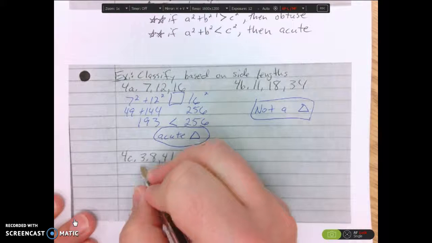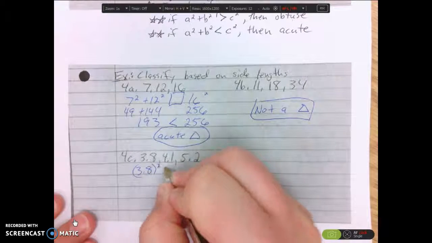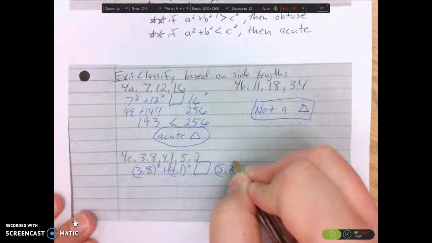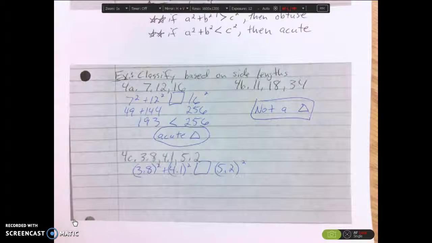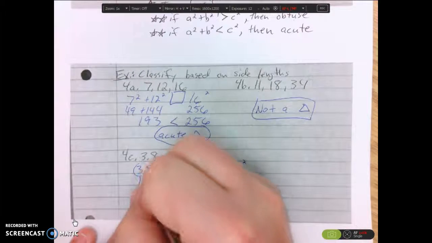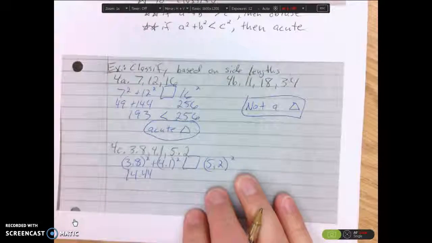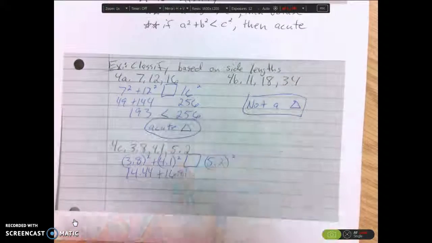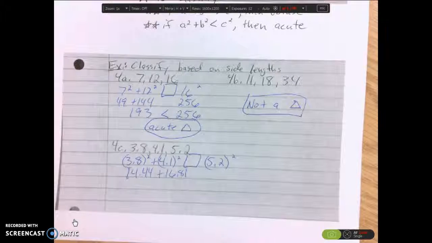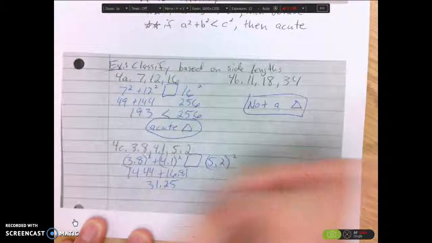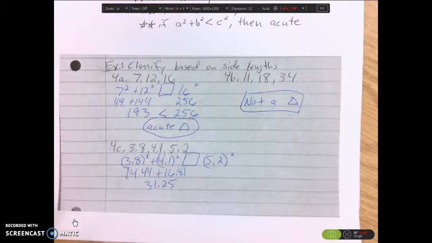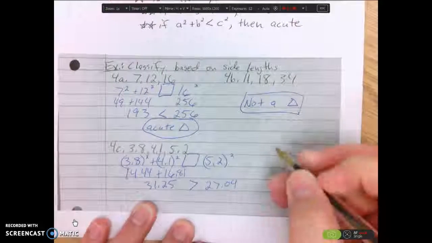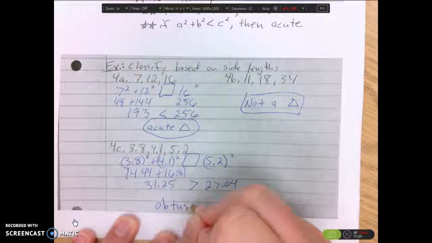So we have to determine what kind of triangle it is. 3.8 squared plus 4.1 squared, how does that compare with 5.2 squared? Let's double check my calculator here. 3.8 squared is 14.44. 4.1 squared is 16.81, and I'm going to add that to 14.44, and I get 31.25. Again, comparing that with 5.2 squared, 5.2 squared is 27.04. So in this case, it's greater than, so this would be an obtuse triangle.